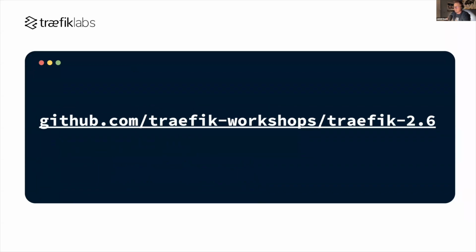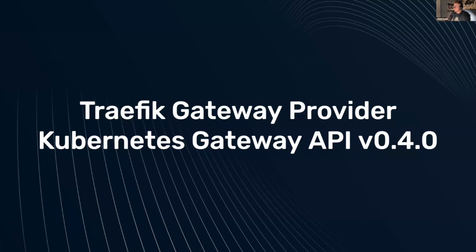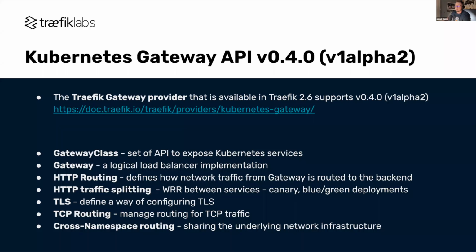Yeah, so let's start with the first feature, the Traefik Gateway provider. There are a lot of new APIs that have been added. We currently provide, as I mentioned, 0.4.0. It's v1alpha2. That's the version of the API.